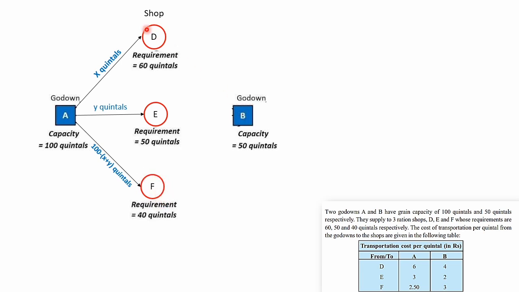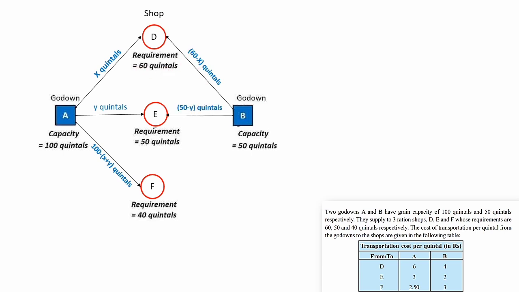Now from B, how the supply will go, let's check. Shop D has already taken X quintals. Total requirement is 60. Out of that, X quintals are already taken from shop A. The balance can only be got from shop B. That is 60 minus X. 60 needed, X is taken, so the balance is 60 minus X.